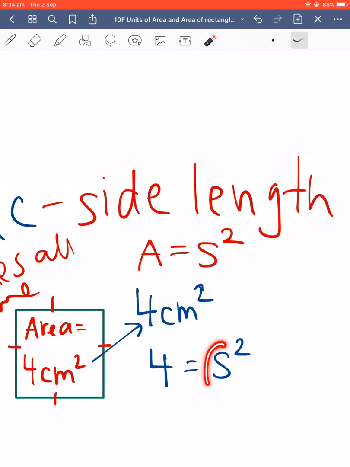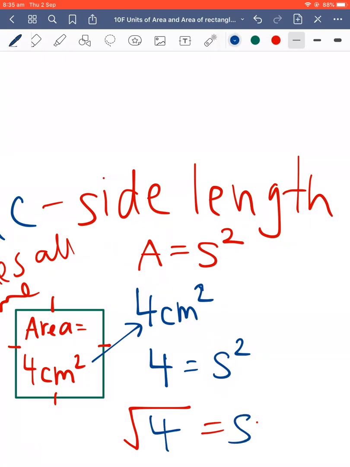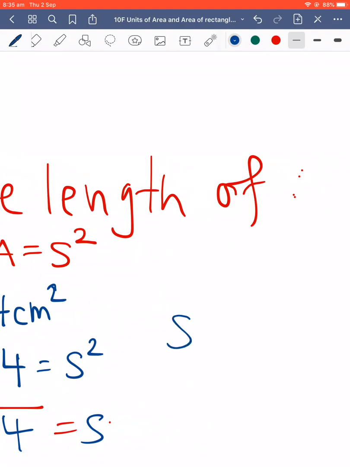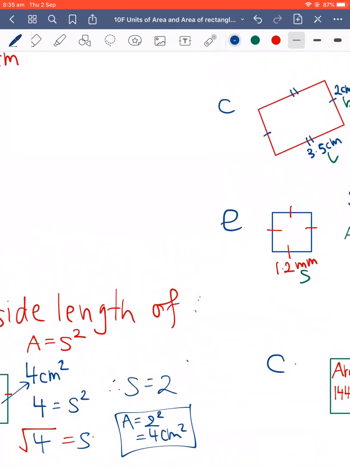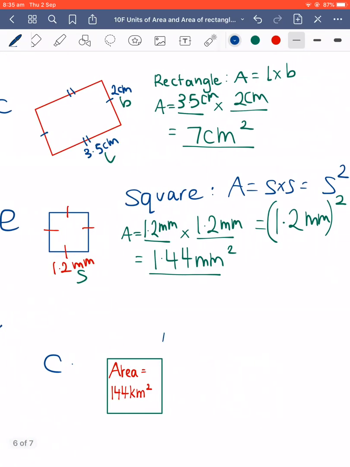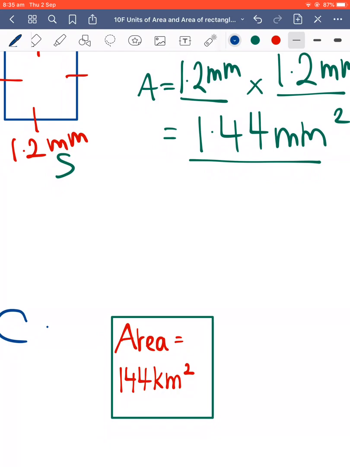And you might do a little bit of trial and error to figure out what that one is. Or what you can do, I know you guys already know how to do this, you can square root your 4 to get your side. So once I actually do that, I do get my answer, which is my side is equal to 2. And you can always do a little bit of a check, chuck it in. So 2 squared, yep, that equals 4 centimeters squared. Done.